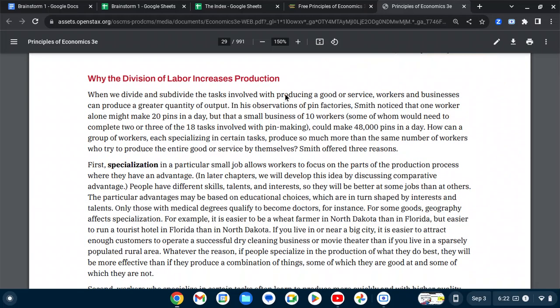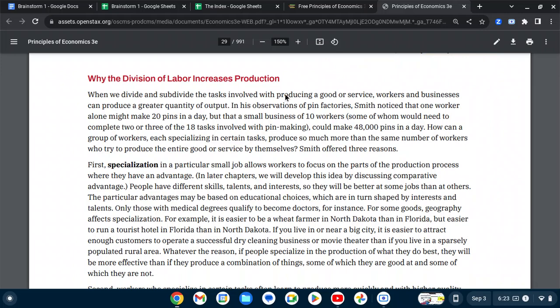Why the division of labor increases production. When we divide and subdivide the tasks involved with producing a good or service, workers and businesses can produce a great quantity of output. In his observations of pin factories, Smith noticed that one worker alone might make 20 pins a day, but that a small business of 10 workers could make 48,000 pins a day. How can a group of workers, each specializing in certain tasks, produce so much more than the same number of workers who try to produce the entire good or service by themselves?